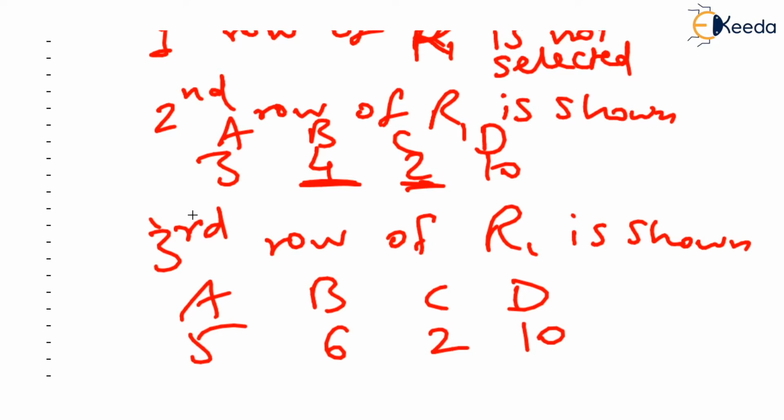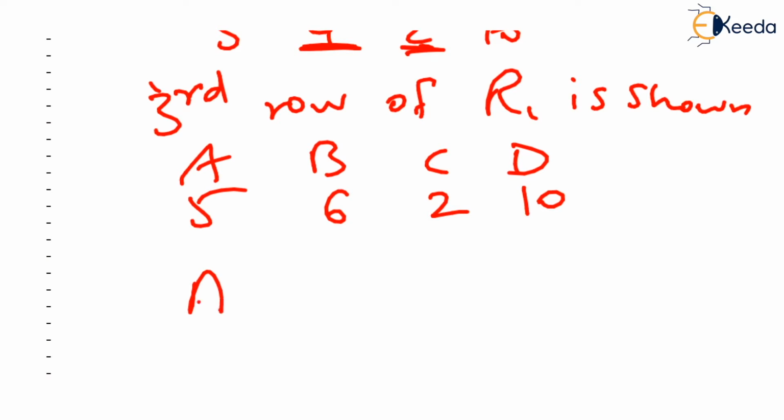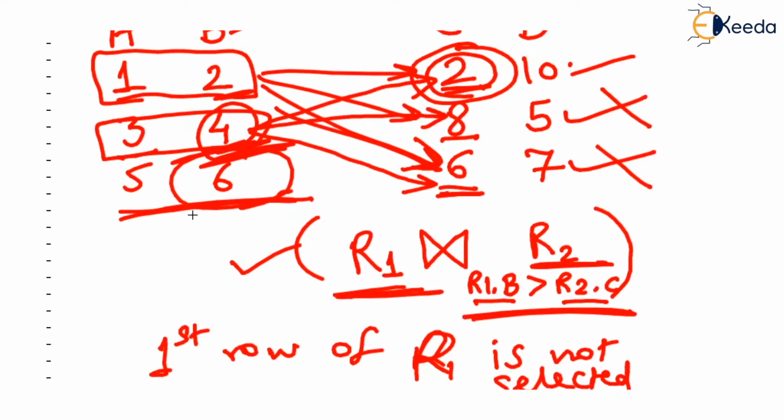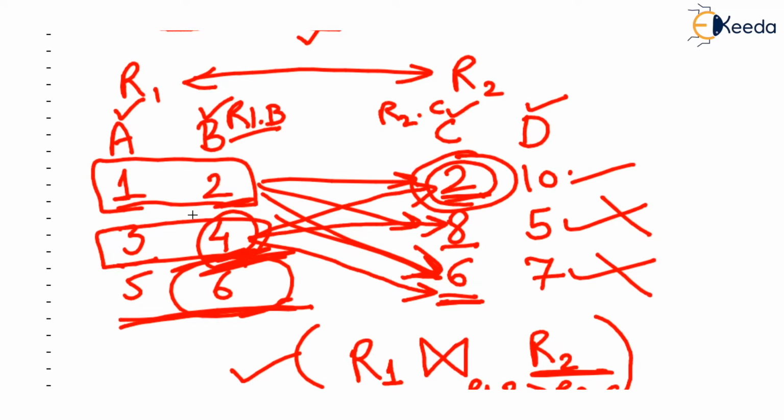So the overall output of this join condition under A, B, C, D will be 3, 4, 2, 10 and 5, 6, 2, 10. So the net result is that when you are joining R1 with R2, you write a condition, correct? For those rows of R1 where the condition is not satisfied, those rows are not shown. And also for the rows of R2 where the condition is not satisfied, those rows will not be shown. This is the meaning of inner join.